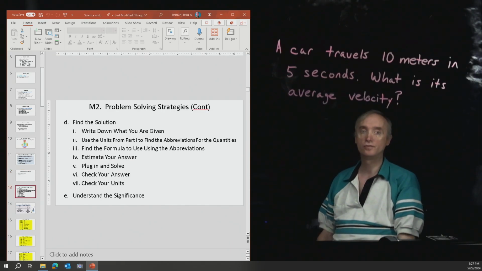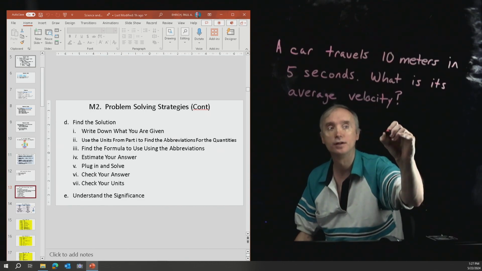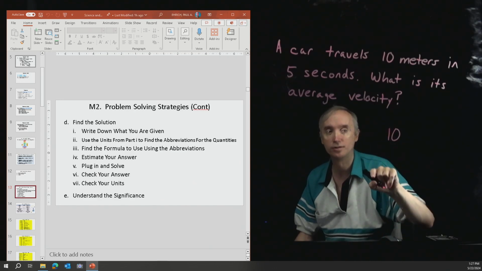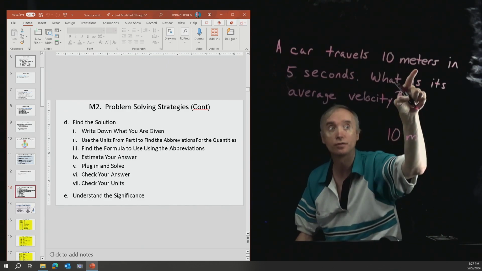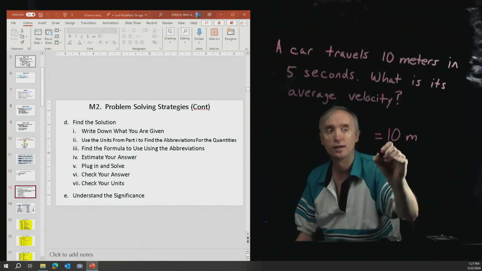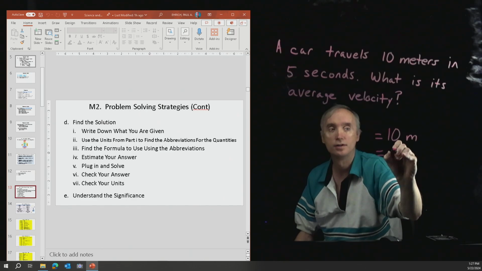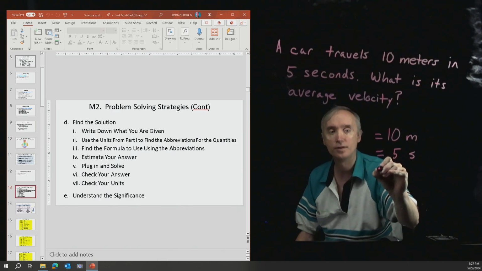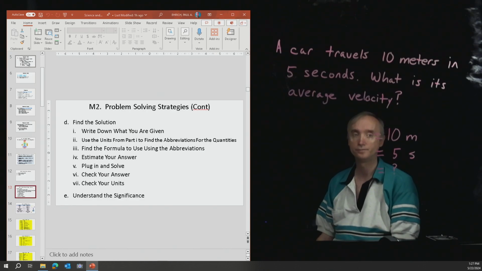So we're going to first find the solution, okay, and so write down what you are given. So we are given 10, and then we need to put the units on there. So don't just say the number 10. I'm going to put an M next to it because M stands for meters. Okay, then another piece of information that we're given is the 5 seconds. So I'll put down 5 and then an S for seconds. And then I'm going to put down a question mark because that's the thing I'm going to be looking for.